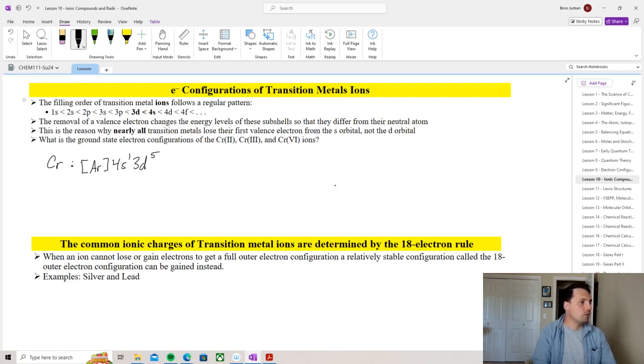Now, when we go to remove 2 electrons from chromium, we change the order in which they're removed. So the filling order goes always into this order: 1s, 2s, 2p, 3s, 3p, 3d, then 4s. So what will happen here is we'll remove 2 electrons, and if I write it like this, we'll see that we should end up with 3d4 as our configuration for chromium 2+.